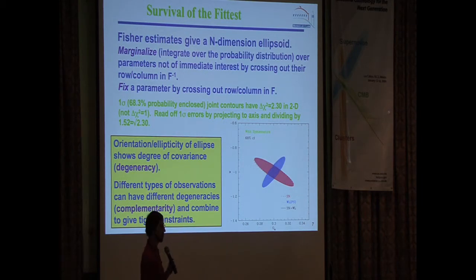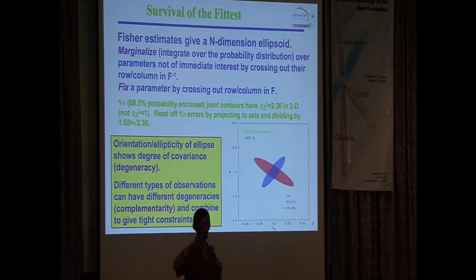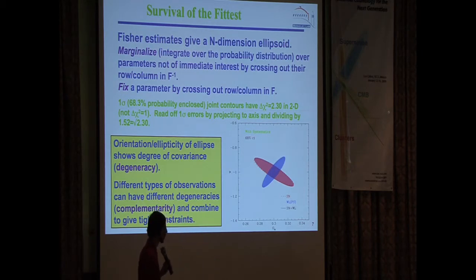So to marginalize in the Fisher approach, it's extremely easy. All you do is invert the Fisher matrix to get your errors, and then you just ignore the parameters you don't want to deal with, and you only plot up the part of the inverse Fisher matrix, or the covariance matrix, that you do want to plot. And that marginalizes; it integrates over the probabilities of the other parameters. And that's generally what you want to do.